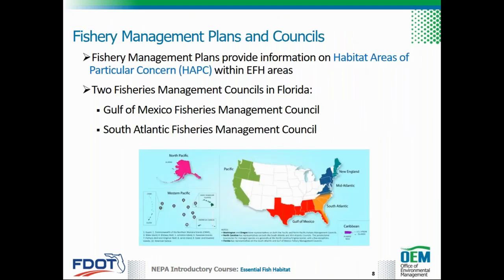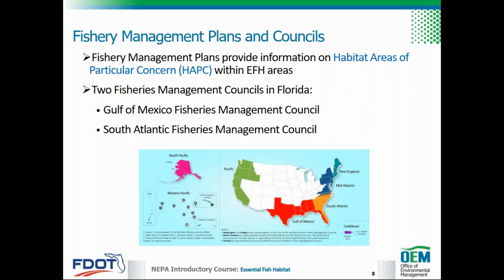As mentioned, the Fishery Management Plans, or FMPs, provide information on HAPCs within essential fish habitat areas. There are 2 fishery management councils in Florida that regulate FMPs for 200 nautical miles past state waters. The Gulf of Mexico Fishery Management Council implements fishery management plans for EFH, as well as aquaculture, coastal migratory pelagics, coral, red drum, reef fish, shrimp, spiny lobster, and stone crab.